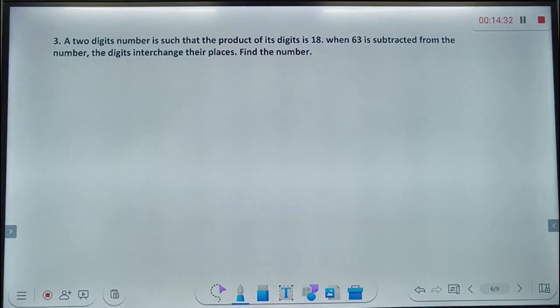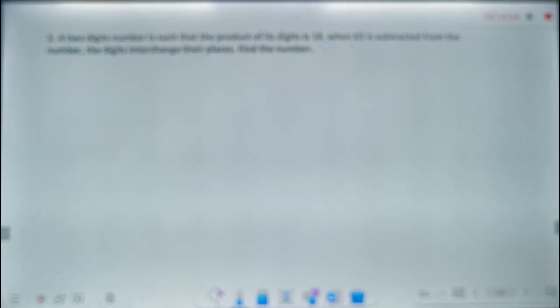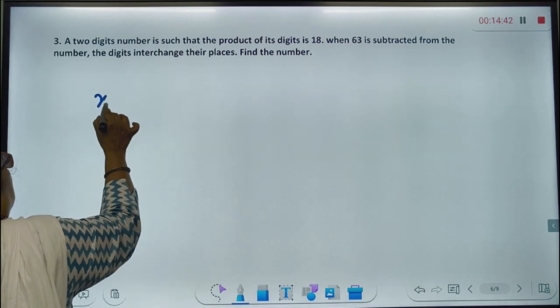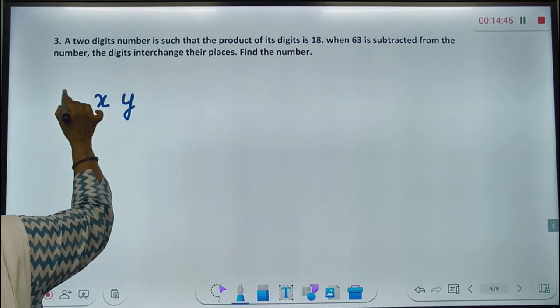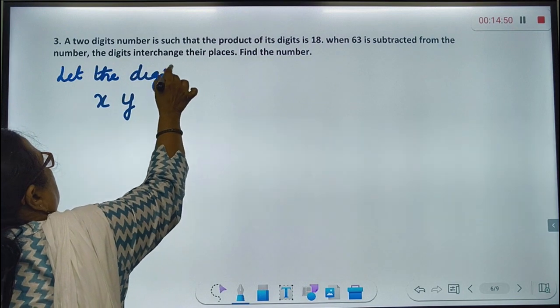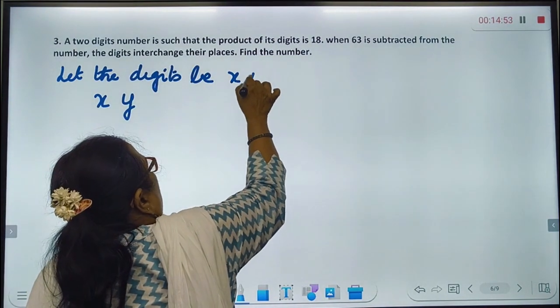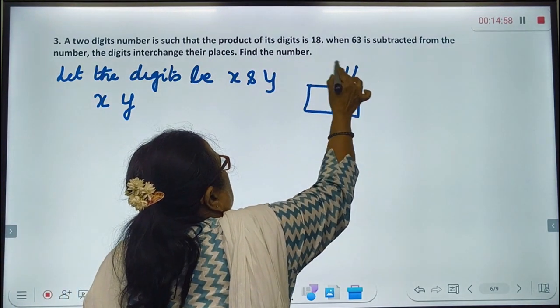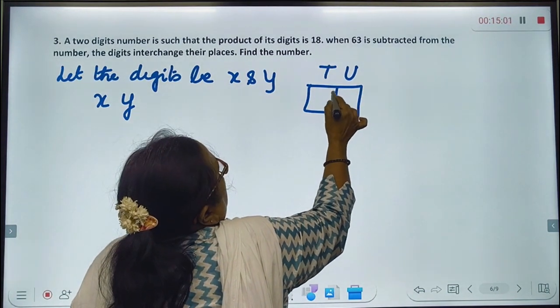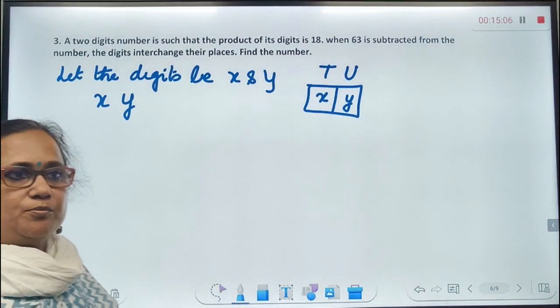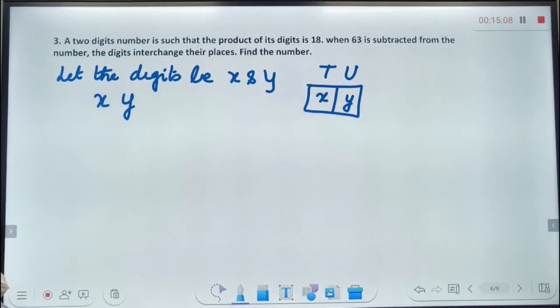Next problem, this is also a word problem. A two-digit number is such that the product of its digits is 18. So, a two-digit number. Let us suppose the digits are x and y, where this is the tens place and this is the units place. I am keeping the digit in the tens place as x and the digit in the units place as y.